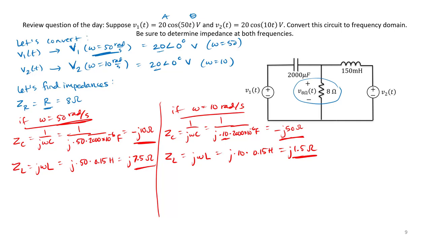So for now, we have successfully converted this circuit into frequency domain. We know what our voltage phasors will be, and we know what our impedances are at both frequencies. Later, we will revisit this circuit and find that voltage V8 ohm as a function of time using superposition.